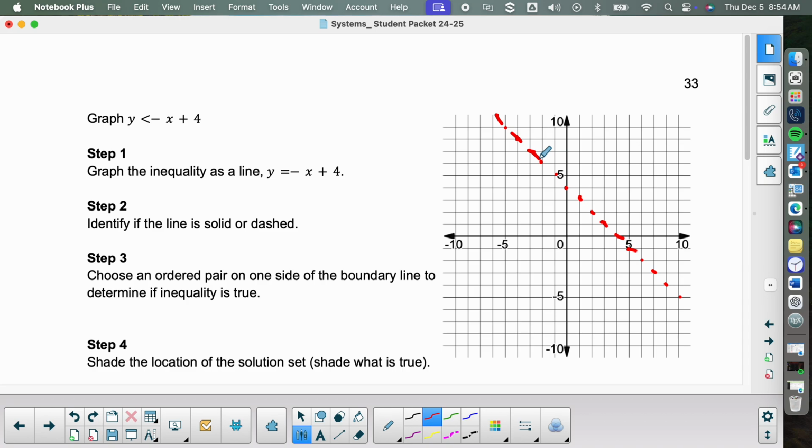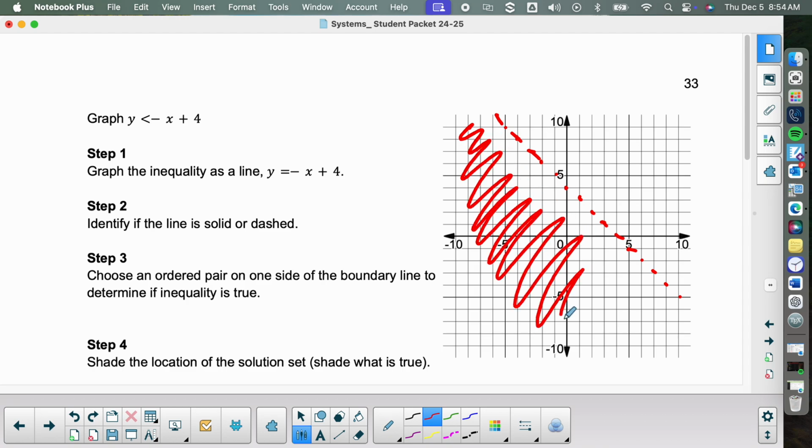Oh, you wanted to make it even better, all right. You can make it better if you want. So we're gonna shade below or above? Below, because it says less than. If you want to test the point 0, 0, the point 0, 0 would make that equation true, and then that would be the shaded part where they shaded.